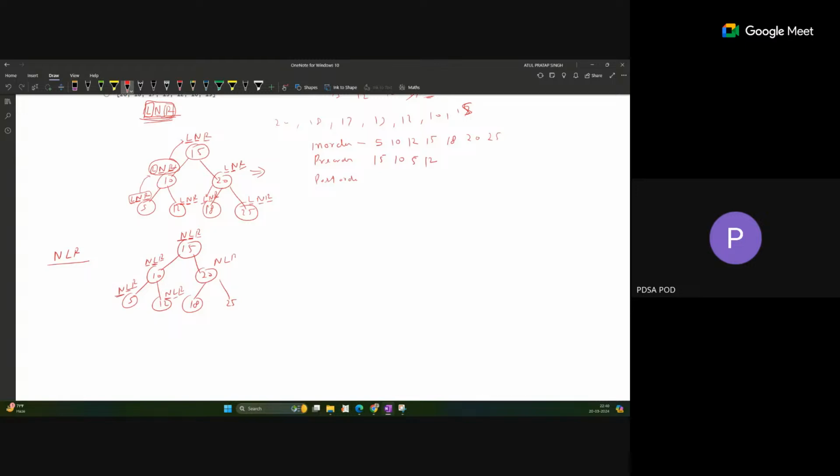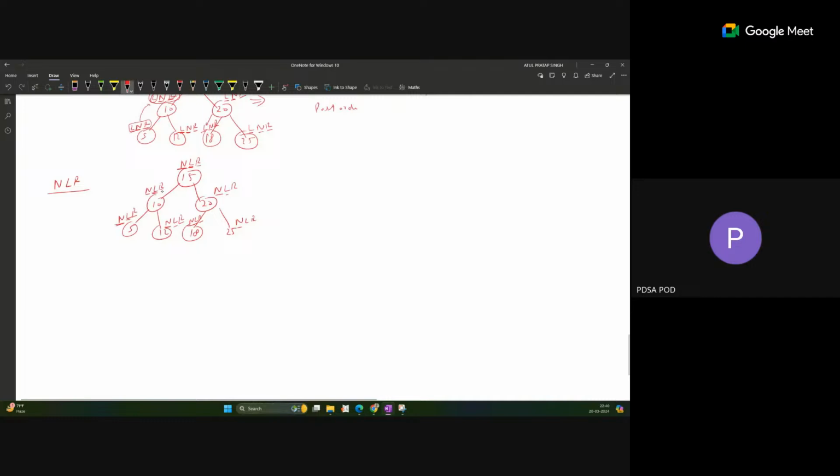N, L, R. Now print statement 20. Then N, L, R. So print 18. Okay, now left, right is completed. No left and L, R. 25. So this is the pre-order. In pre-order, we will always get the root node at the first place. So this is the pre-order.